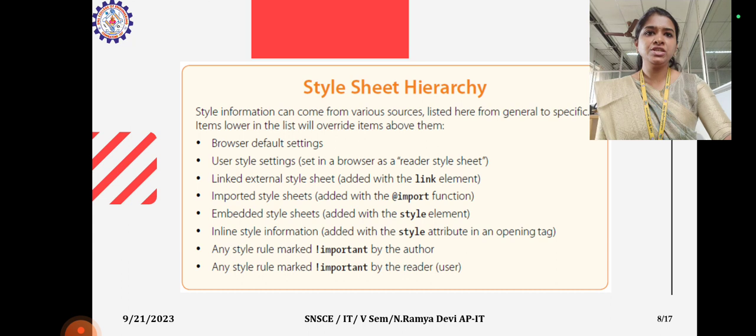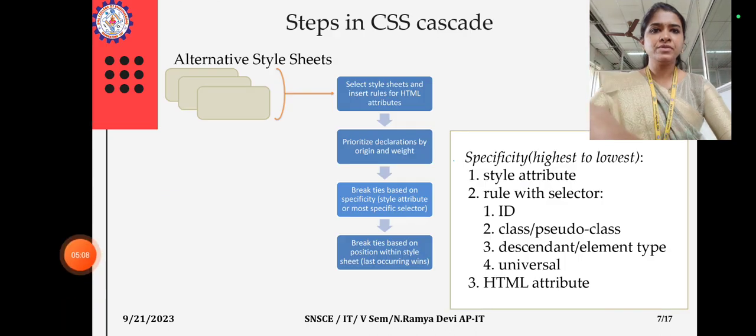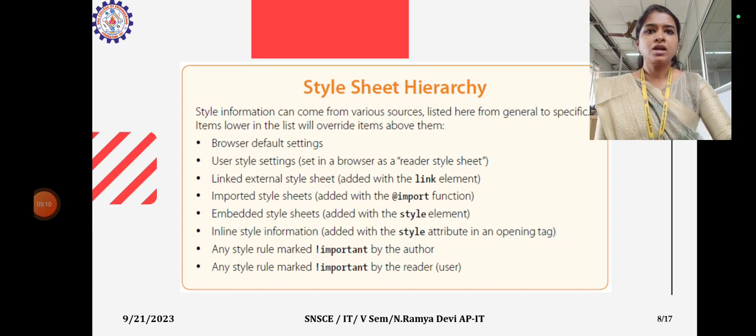And this is the style sheet hierarchy. The style information can come from various sources listed here, from general to specific items. Lower in the list will override the items above them. The first one is the browser default settings. The next is the user style settings, linked external style sheet, imported style sheet, embedded style sheet, inline style information, and then any style rule marked important by the author, and then any style rule marked important by the reader or the user. So this is the style sheet hierarchy which your web browser follows.